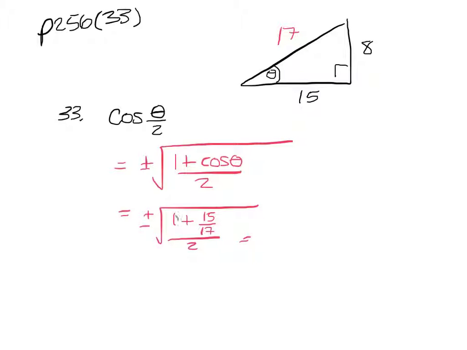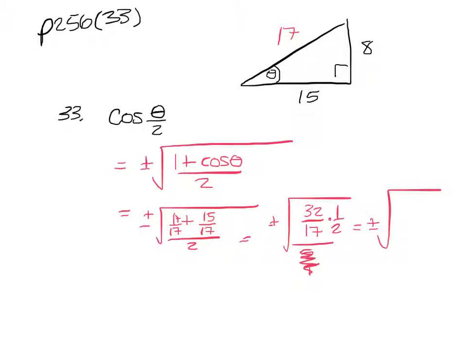Now if I make that a common denominator so that I can actually add them together, on the top I get 15 plus 17, which is 32 over 17, over 2. Now this is 2 over 1, so I can multiply by the reciprocal, 1/2. Are we all with me so far? And then we have plus or minus the square root. Now 2 goes into 32 16 times, so it's 16 over 17.